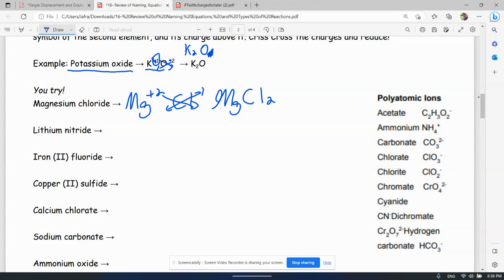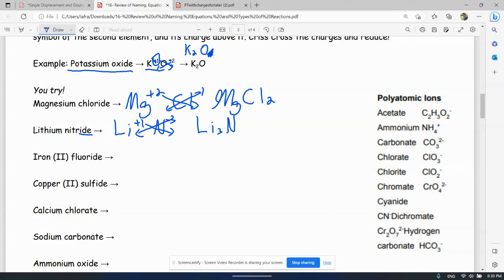Lithium nitride. Once again, we know this is ionic because we have a metal there. Lithium in the periodic table is plus 1. Nitride, ide, is minus 3. Crisscross that, and you get Li3N.